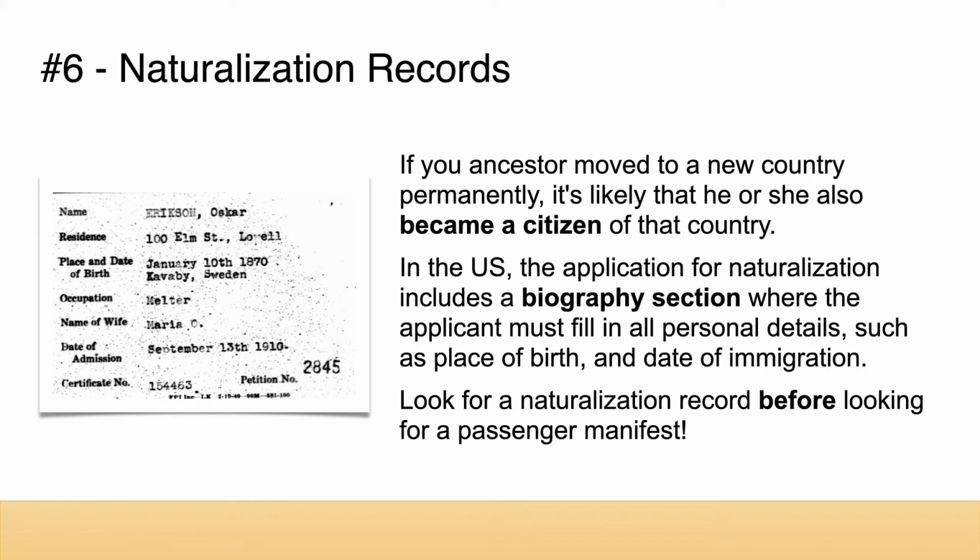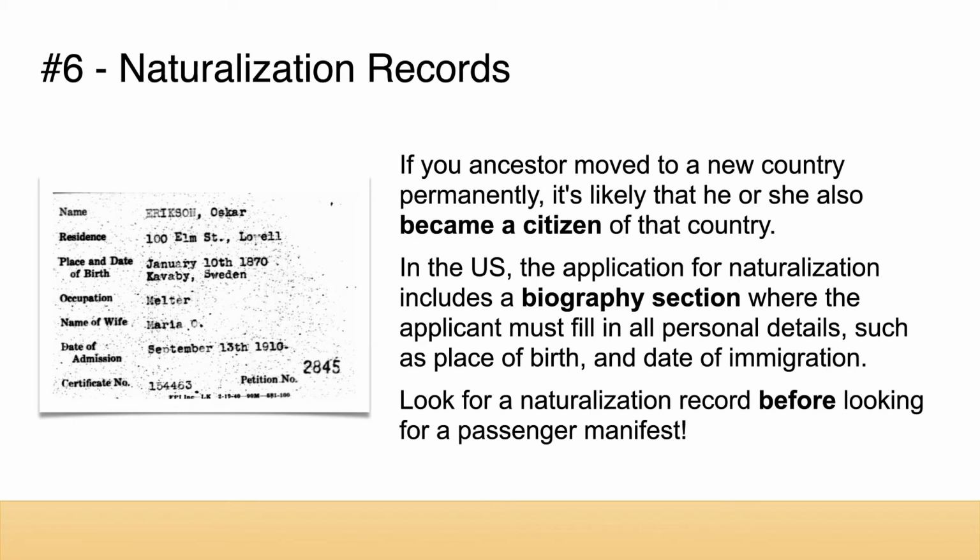In the US, the application for naturalization includes a biography section where the applicant must fill in all personal details like place of birth and date of immigration. That can be a true goldmine of information. Big online sites like Ancestry.com have wide-ranging databases already online that you can search quite easily.